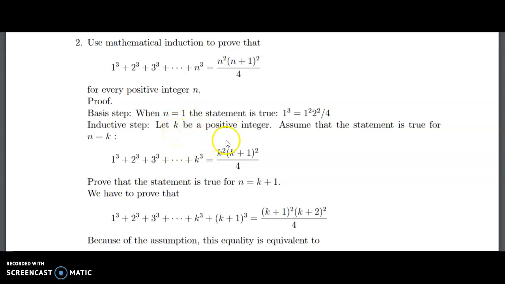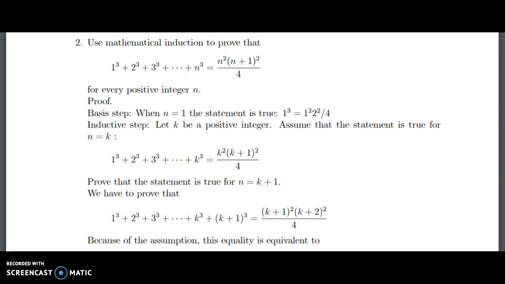Let k be a positive integer. We assume that the statement is true for n equals k, that is, this equality holds. And we have to prove that the statement is true for the next value of n, k plus 1. This is the statement we want to prove. It is obtained from the original statement by replacing n with k plus 1.